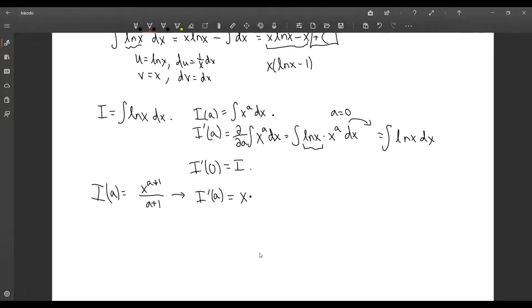I want to take a derivative of that with respect to a, so we're just going to use the quotient rule. We get a plus 1 squared in the bottom. X to the a gives us an x to the a ln x, and then we multiply by a plus 1, subtract, then I take a derivative of a plus 1, that's just going to give us 1, and then we have x to the a.